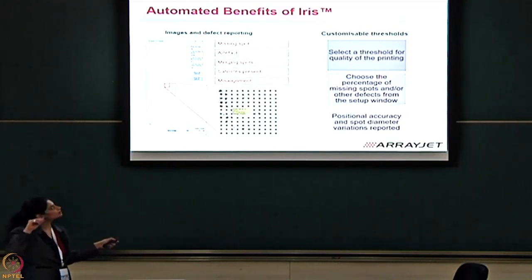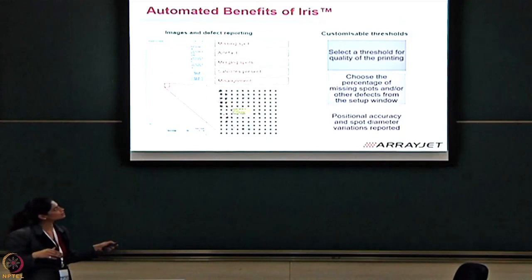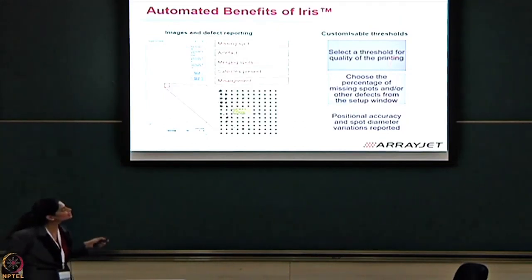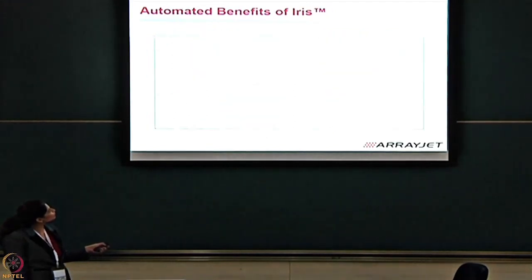Many of the high throughput proteomic research institutes have criteria. If they want a successful assay, they have criteria. My signal should be not above, not below. My spot has to be a certain percentage. I have to have a certain number of assays. So you have criteria for every assay to make them successful. We can set these criteria for the camera itself. So when it starts printing, it is able to detect upon these thresholds that you have set, and it will give you a positive accuracy.